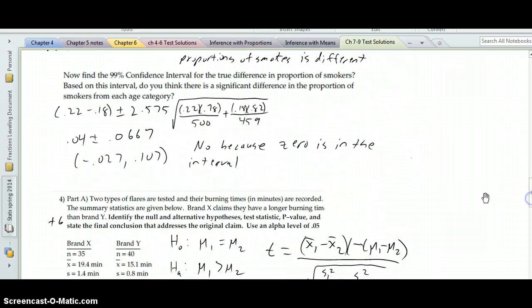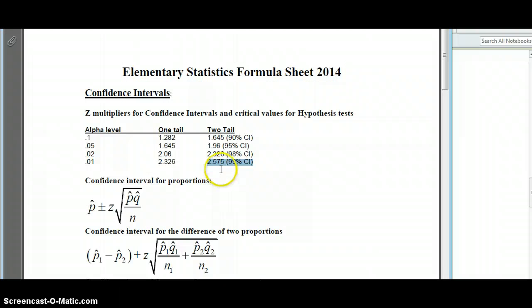And then for a 99% confidence interval, we use this 2.575, which is what we use for our z multiplier. And if we go to our formula sheet here, you can actually get that right there. 2.575 is 99%.